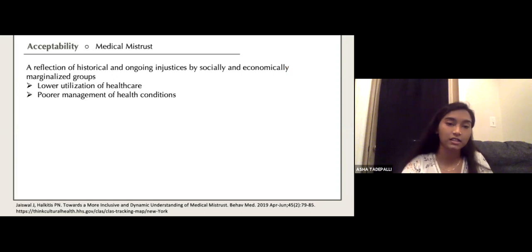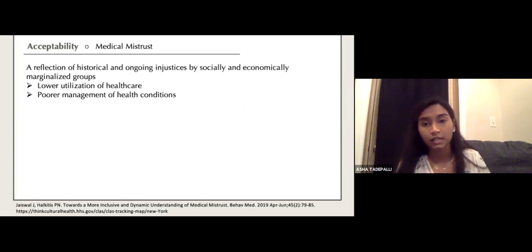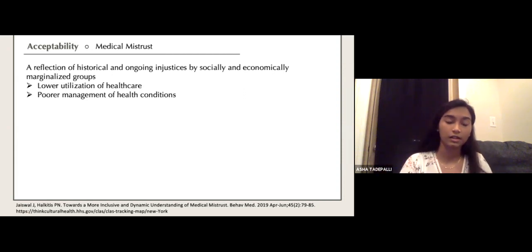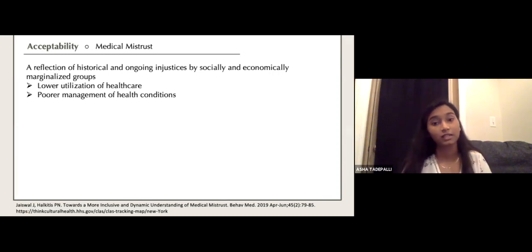Just to reemphasize medical mistrust and how it can affect our patients, this is a reflection of the historical and ongoing injustices faced by socially and economically marginalized groups. So they will be more likely to utilize healthcare at a lower rate or have poor management of healthcare conditions. There's a myriad of negative consequences, but rather than addressing the medical mistrust as a phenomenon, it's important to consider that it was created in these systems that reinforce societal stratification, racism, classism, homophobia, transphobia, and stigma.